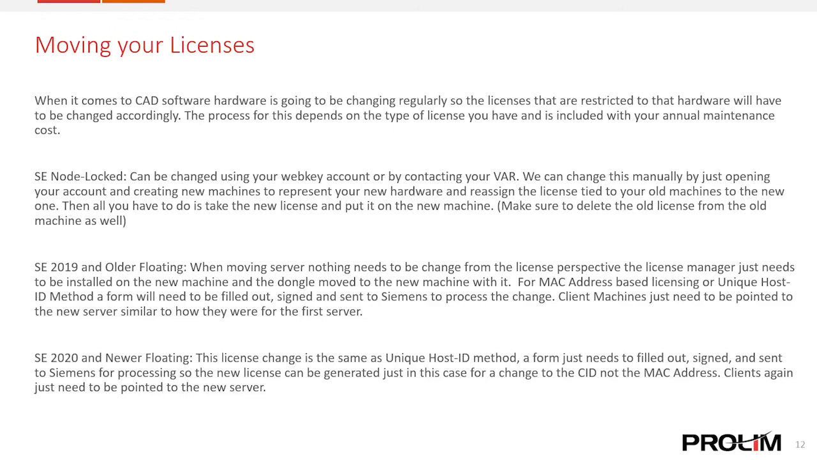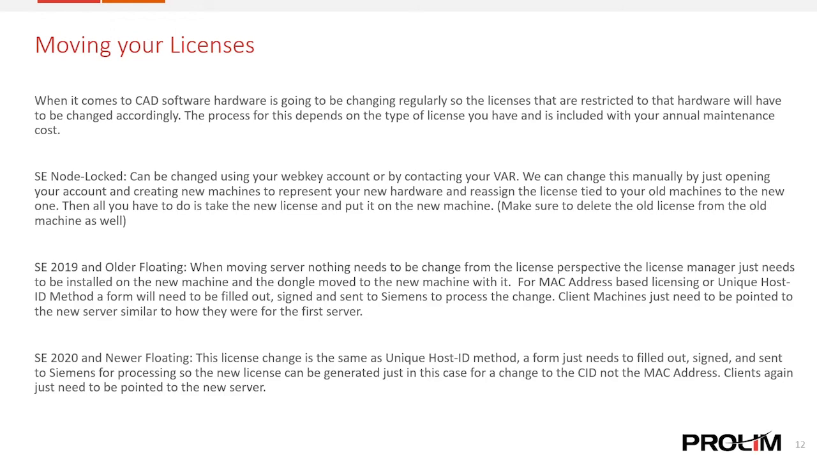Now for all the other ones, including NX node locked, Solid Edge 2019 and older floating. Well, 2019 and older floating is if you have a MAC address based license. If you have dongle based, it's a little special. You can just unplug the dongle, move, and carry the dongle with you because the dongle is what verifies the license file. So you don't have a number that's changing. You just take the dongle with you and put it in a new machine, and then you can run that.